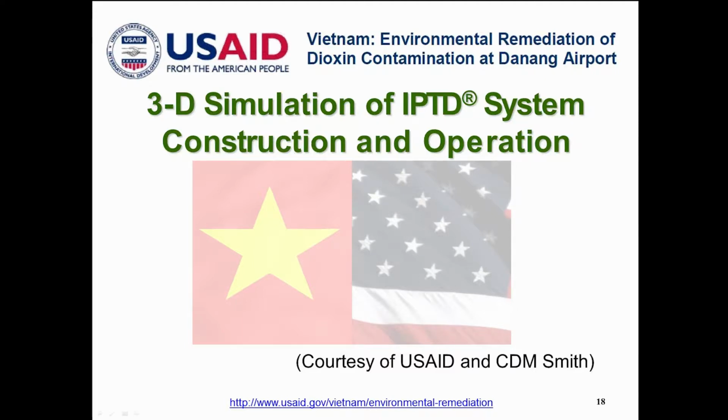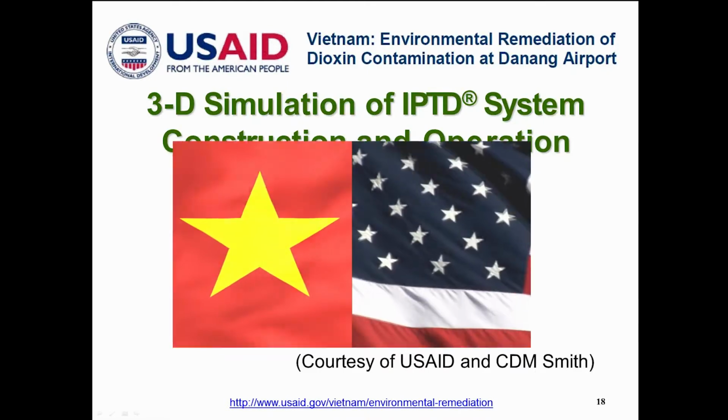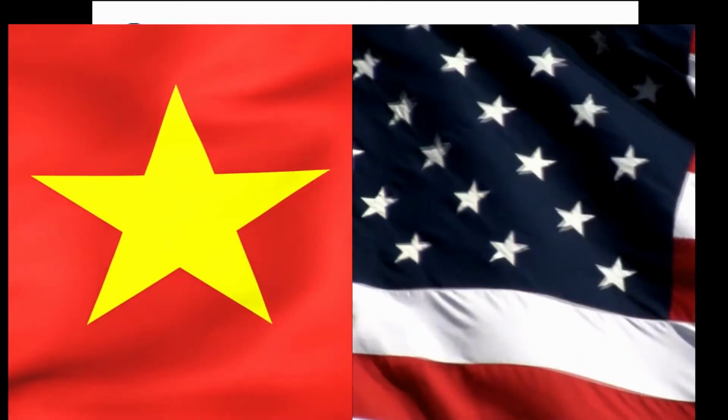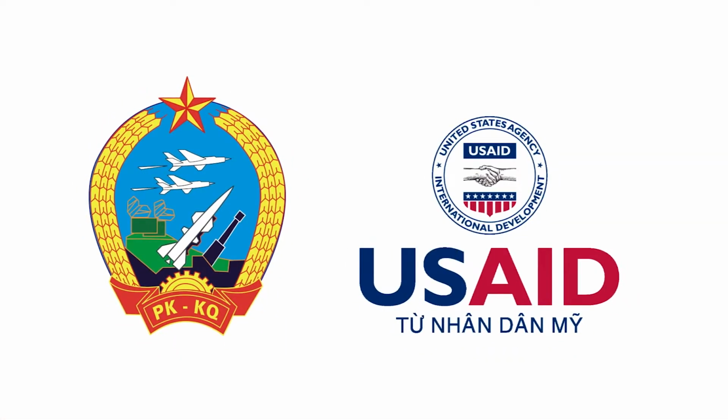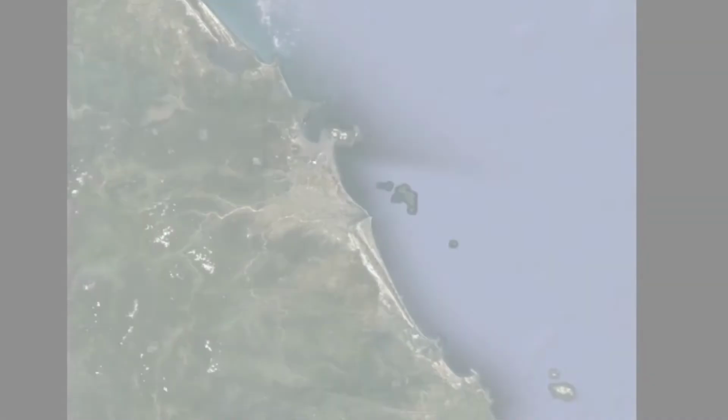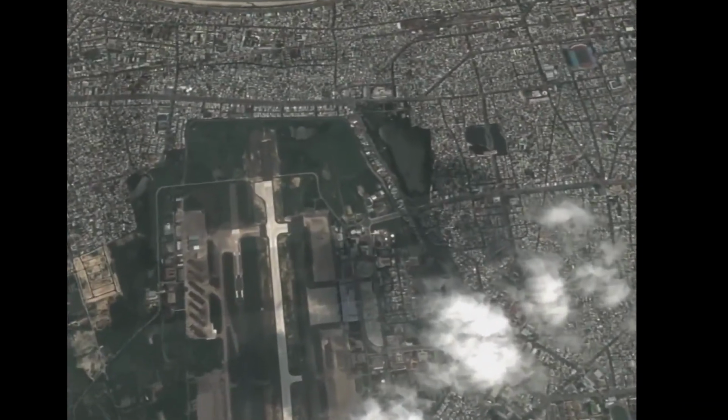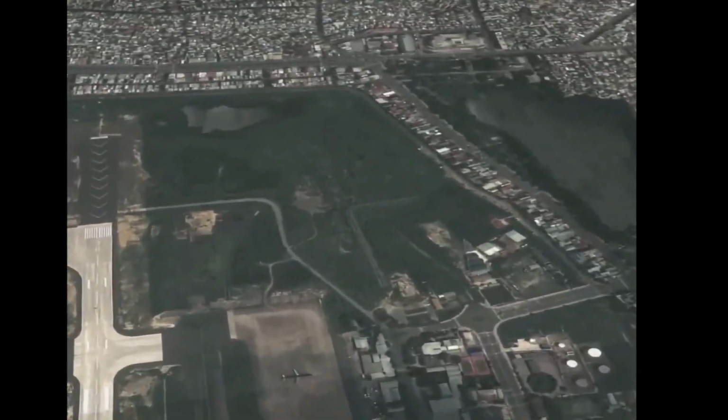This 3D simulation is put together by USAID to help you understand what we're doing at the site. The environmental remediation at Da Nang Airport project in Da Nang, Vietnam utilizes a remediation technology called in-pile thermal desorption, or IPTD. IPTD is a proven technology capable of destroying dioxin and has been used successfully in the U.S. and Japan. The technology begins with the construction of an insulated above-ground containment structure.